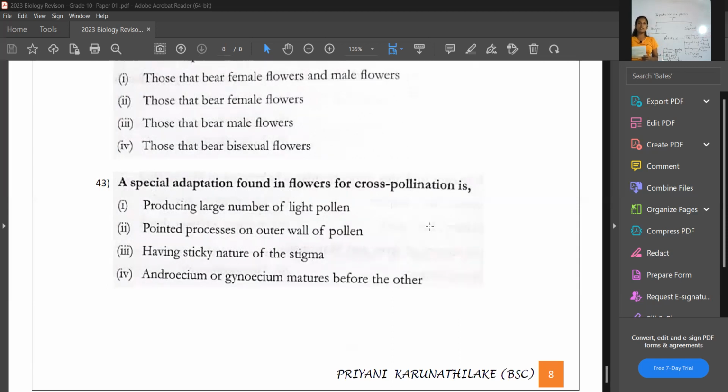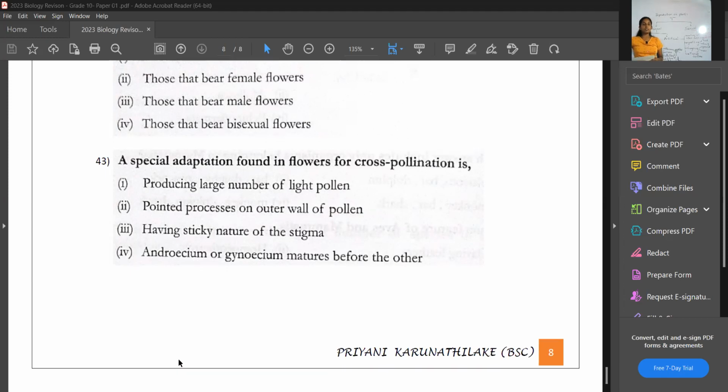Cross-pollination means the deposition of pollen on the stigma of another plant, right? Plants have some adaptations to avoid self-pollination and to promote cross-pollination. What is the adaptation of this one? The androecium or the gynoecium mature before the other, or they mature at two different times. So the answer should be the fourth one.